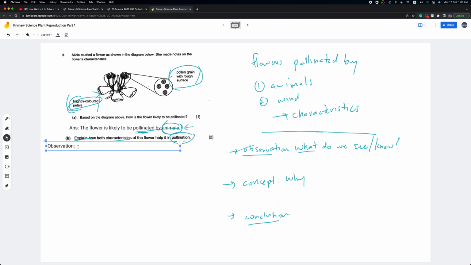So the first part, I will say, the flower has brightly colored petals and pollen grains with rough surface. As you can see, I did not do any fancy things here. I'm just using the words from the question. Of course, sometimes you need to edit a bit. Alright, you don't use all the words, you change some of it here and there.